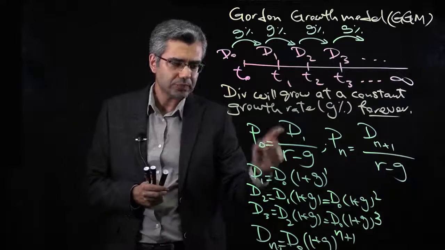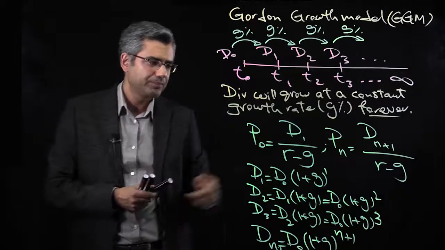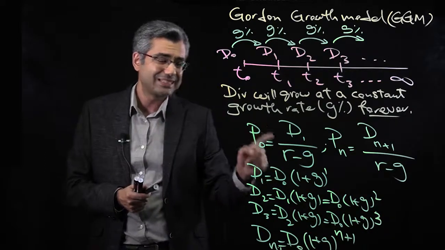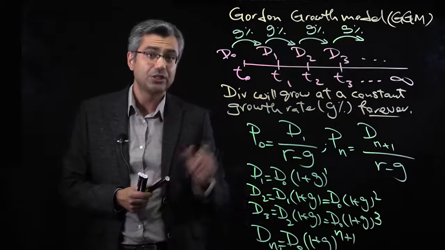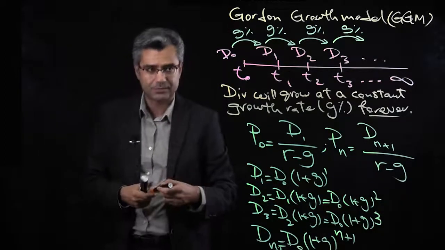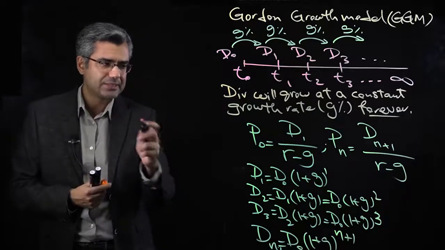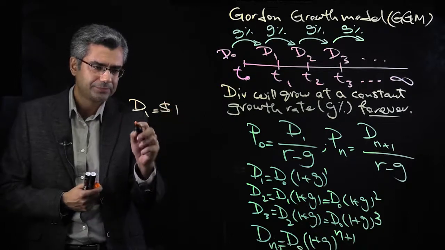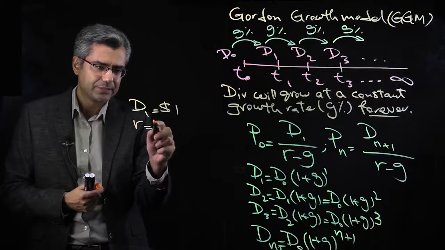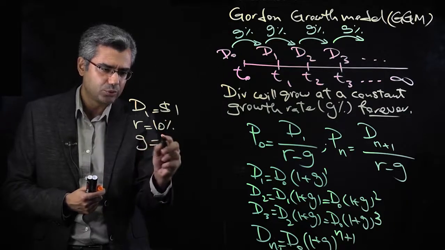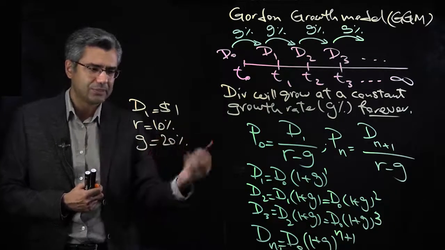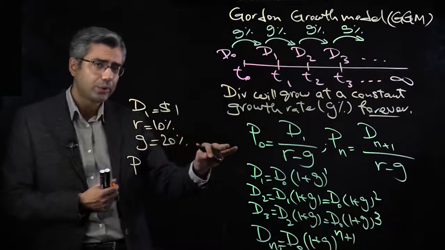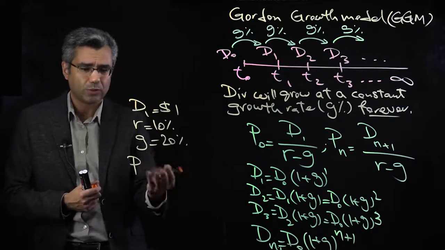Assume that D1, the next dividend, is $1. Then R is 10%. Then G is 20%. Now what will be the price? I'm just giving you an example. Suppose that the next dividend is $1, R is 10%, and G is 20%. Now, what is the price? Let's compute the price based on the assumption that it's growing at a constant growth rate forever.